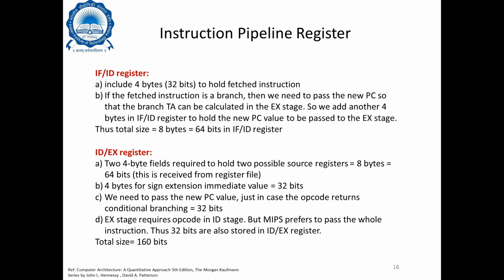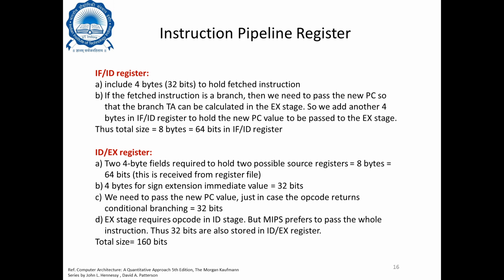Because if you recall, what was the formula? Target address is 4 times the immediate plus PC plus 4. So the new PC has to be also passed on. So we add another 4 bytes in the IFID register to hold the new PC value to be passed to the execute stage. So therefore we have a total of 4 bytes for the fetched instruction and 4 bytes for the new PC value. So that becomes 8 bytes. So 64 bits is the size of the IFID pipeline register.